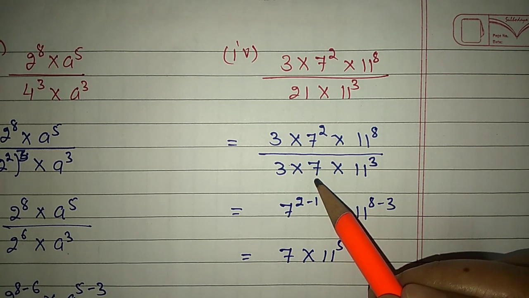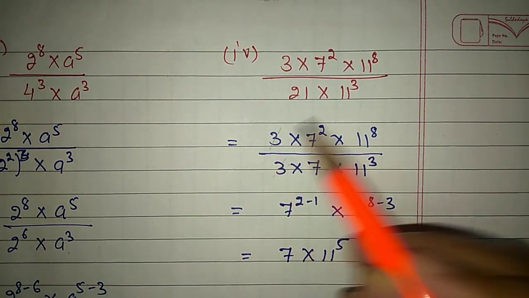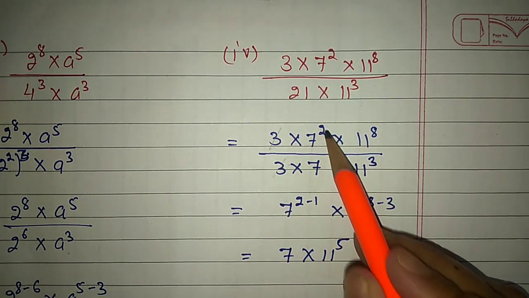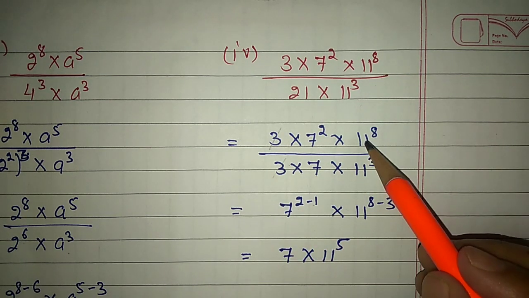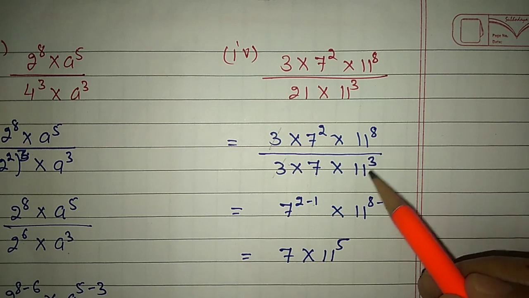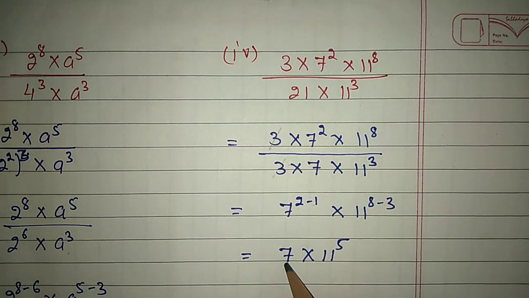After this, now we will collect the same base together. This 3 and this 3 will cancel out. 7 to the power 2 divided by 7 means 7 to the power 2 minus 1. 11 to the power 8 divided by 11 to the power 3 means 11 to the power 8 minus 3. So answer is 7 multiplied by 11 to the power 5.